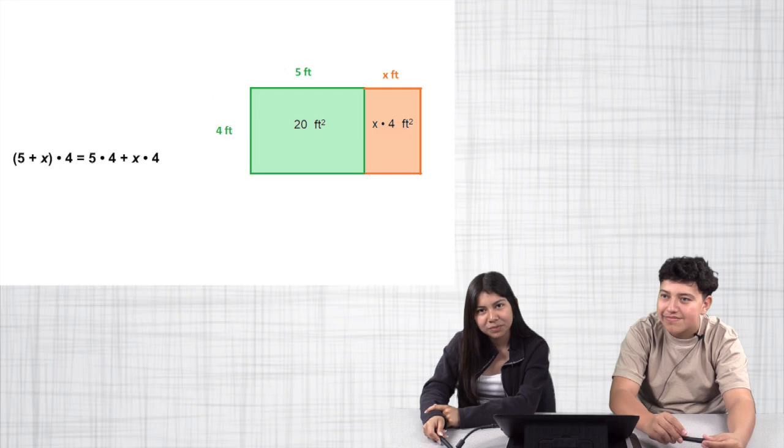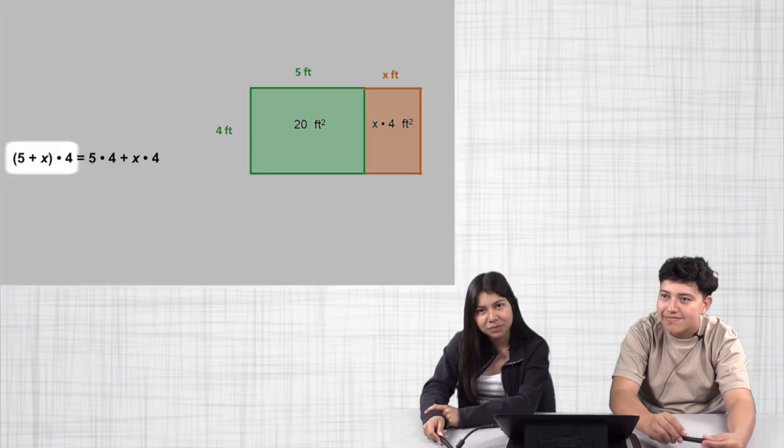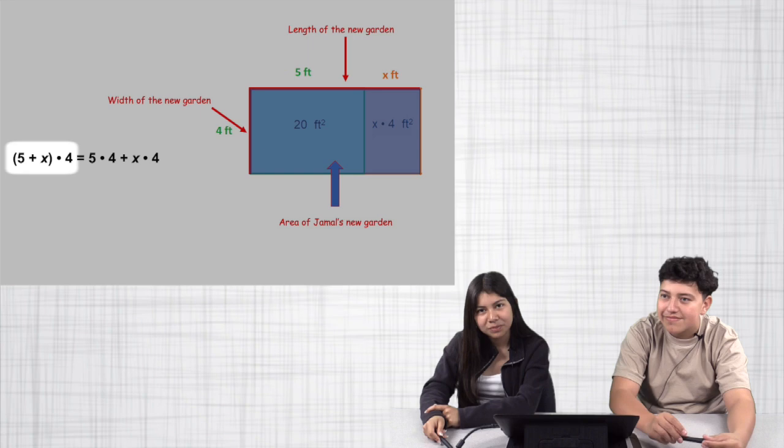Mauricio and Emily had a huge insight. They were able to explain why the left side of Mia's equation was equal to the right side of her equation. The left side represented taking the length of the new garden, expressed by 5 plus x, and multiplying that by the width, 4. Multiplying these together gives the area of Jamal's new garden.